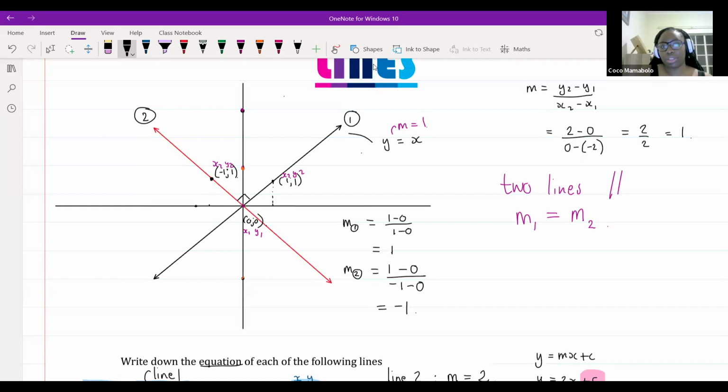If we look at these two gradients, we can see that one is positive and the other is negative. It makes sense because this one is sloping downwards, so my gradient must be negative, and this one is sloping upwards, so my gradient must be positive. Okay, but I'm going to stop here.